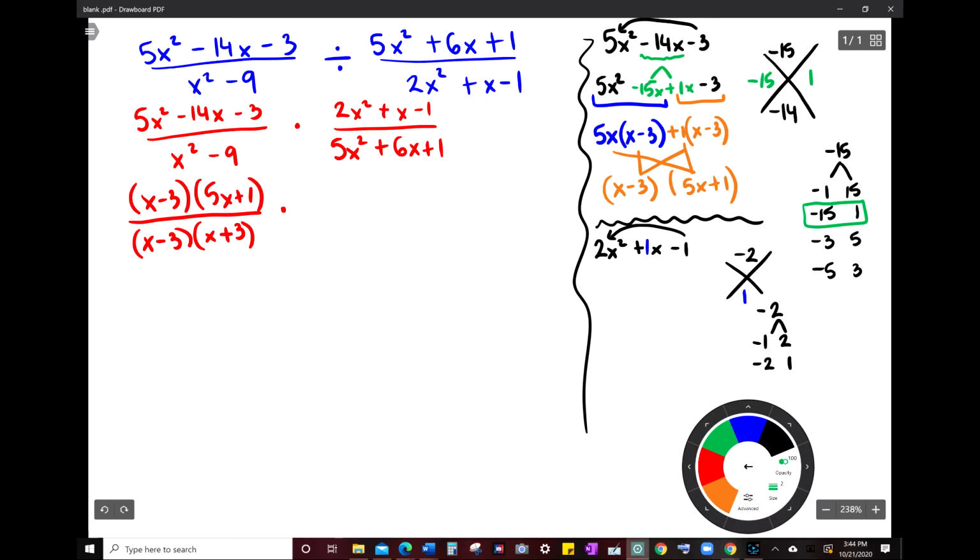And now I'm looking for a pair. When I add them up it's giving me 1, which is this one right here. So then I have 2 and negative 1. So I'm doing the same thing. That means 1x is equivalent to 2x minus 1x. And I bring down everything else. So 2x squared plus and minus 1.